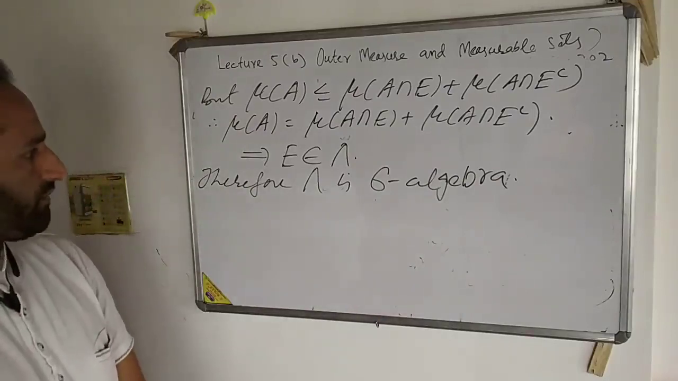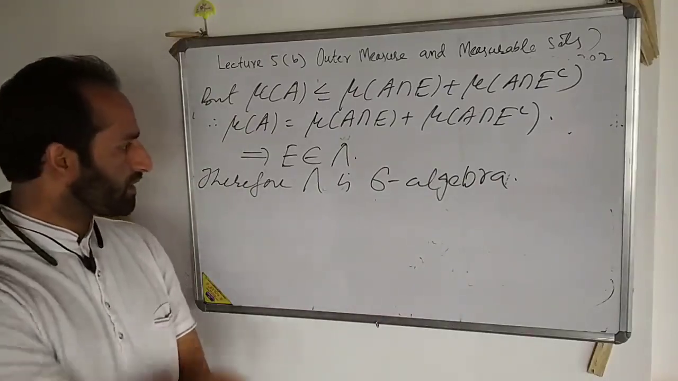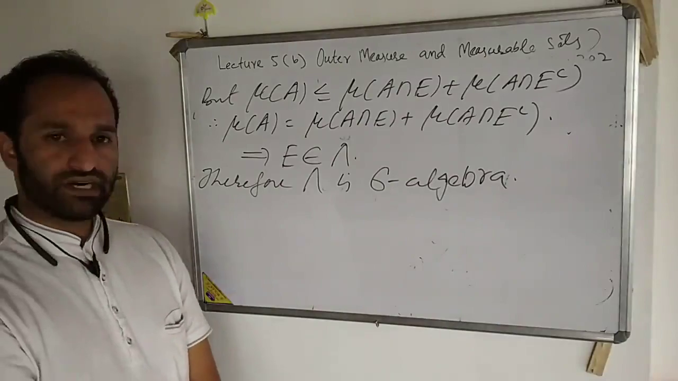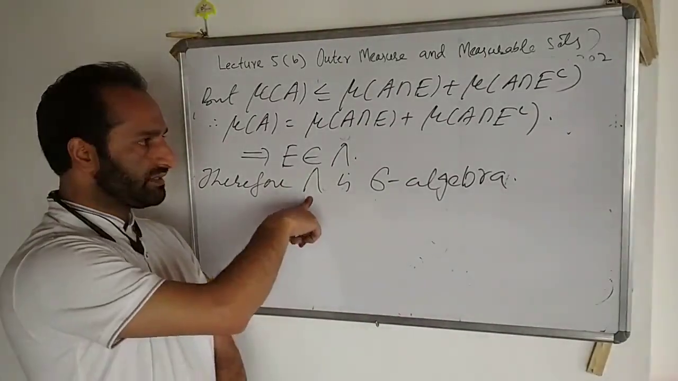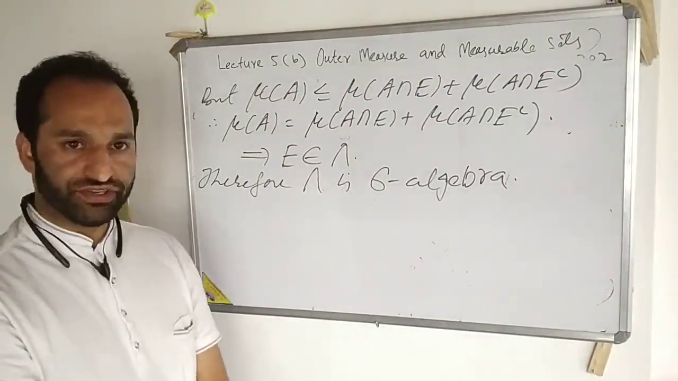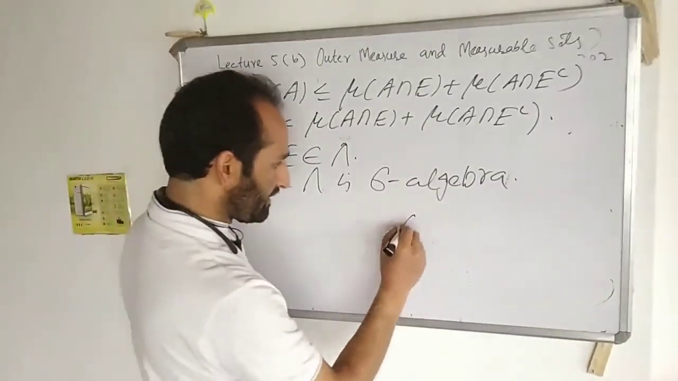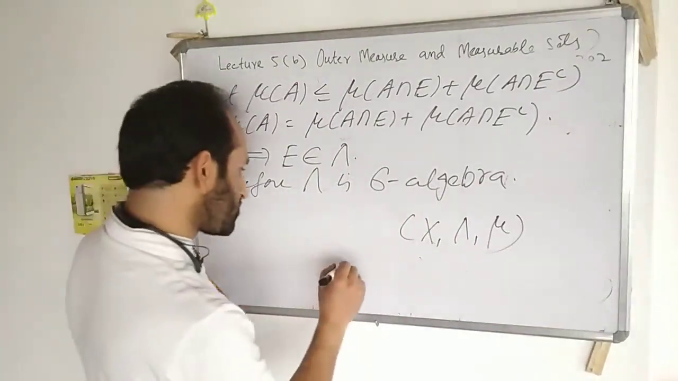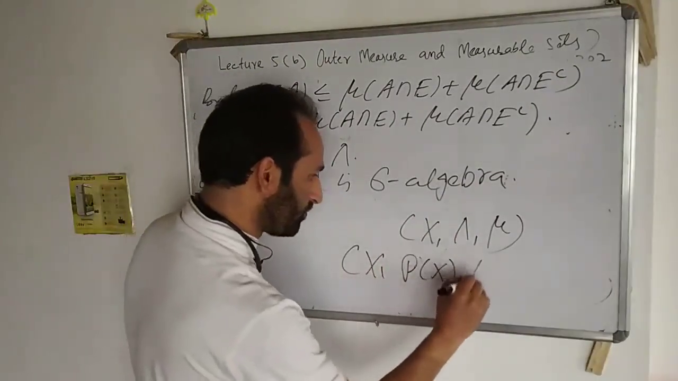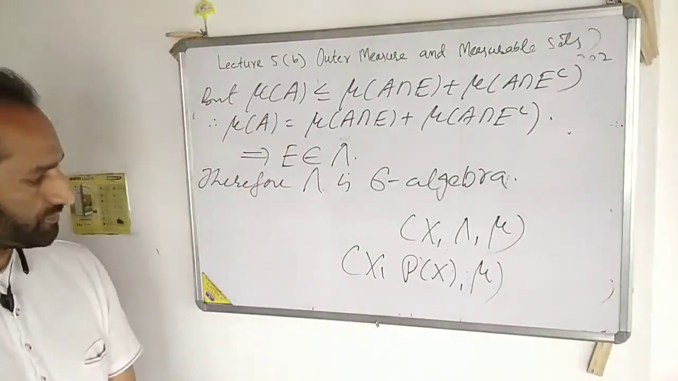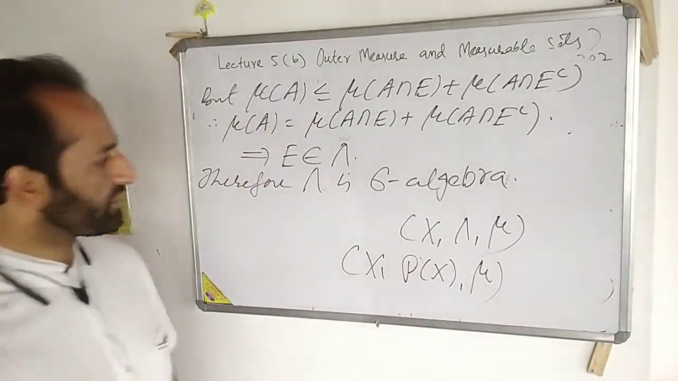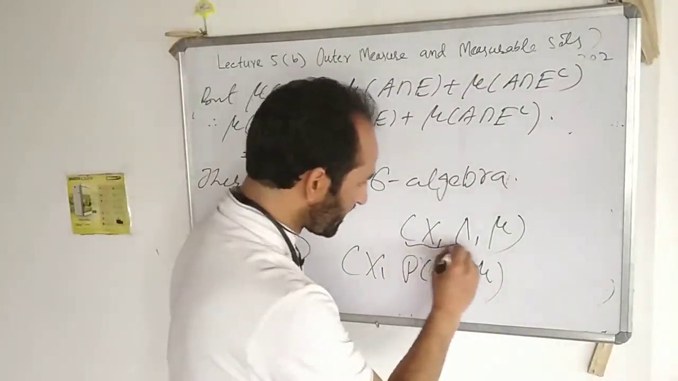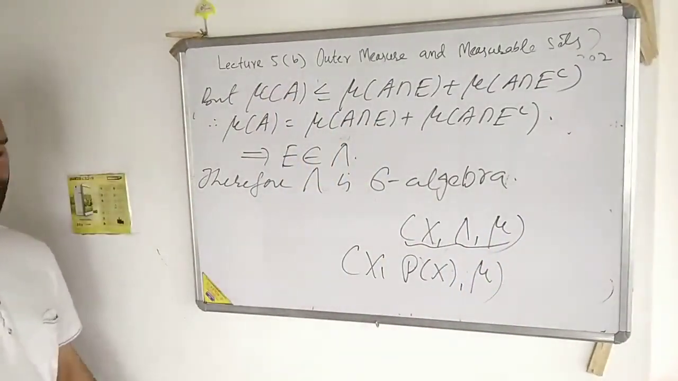Next theorem is a very important theorem. It's a remarkable theorem because in this theorem we are going to prove that when we restrict outer measure to this class lambda, it will turn out to be a measure. So we are going to prove that X, lambda, mu is a measure space. This is not a measure space in general: X, power set of X, mu is not a measure space because mu is not sigma additive. But we are going to prove that when we restrict this mu to lambda, it will be a measure. So that means X, lambda, mu will be a measure space. That we are going to prove in the next theorem.